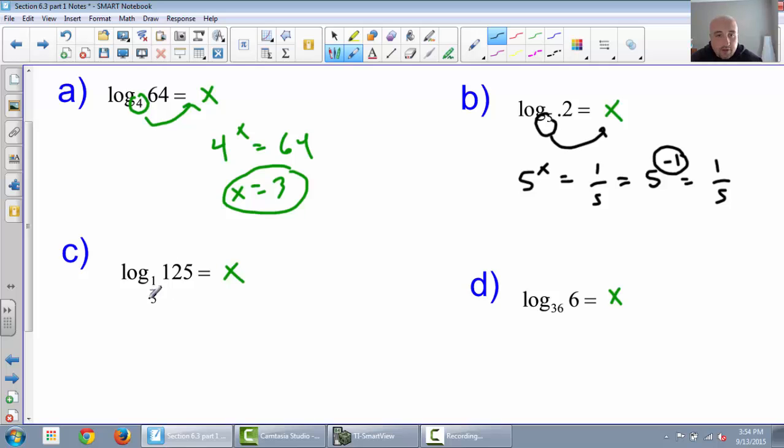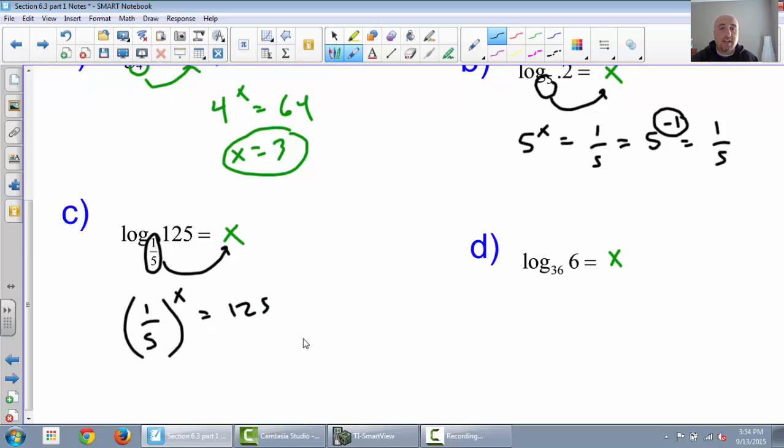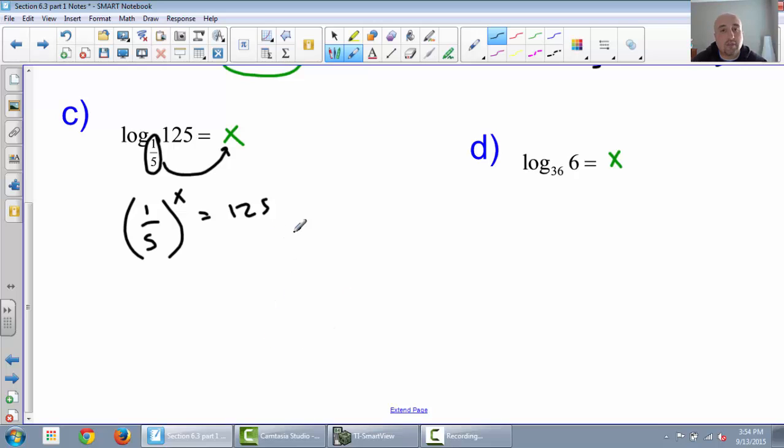We are going to now do this one. So 1/5 in parentheses raised to the x is equal to 125. Now this is very similar to the last one we did. The last one we turned a whole number into a fraction. Now we want to turn a fraction into a whole number. So once again, we're going to need a negative exponent. So 1/5 raised to the negative what is equal to 125.